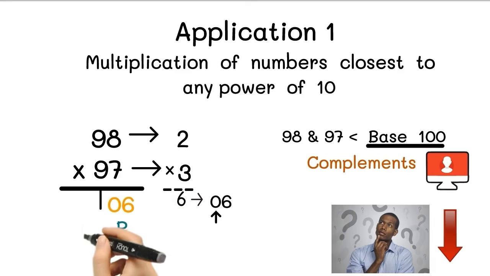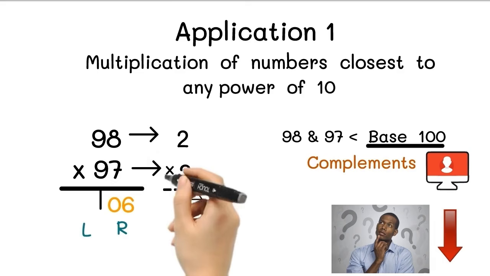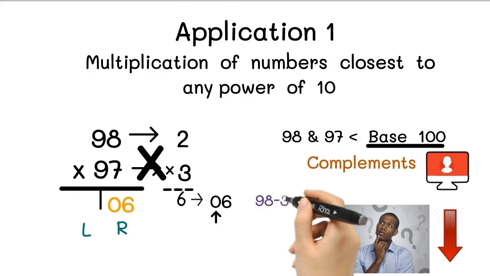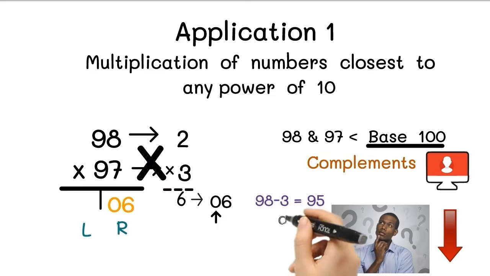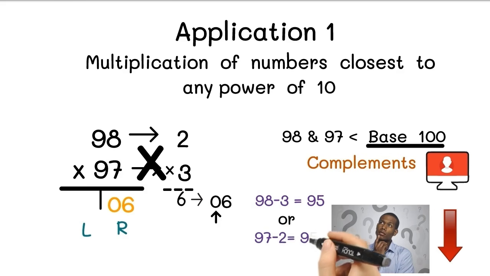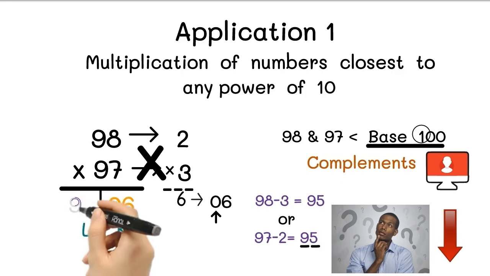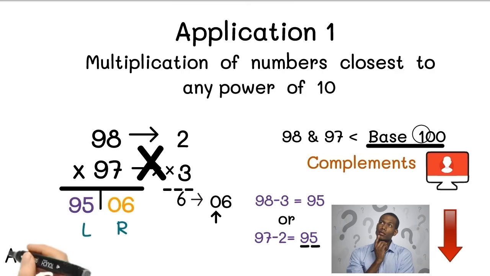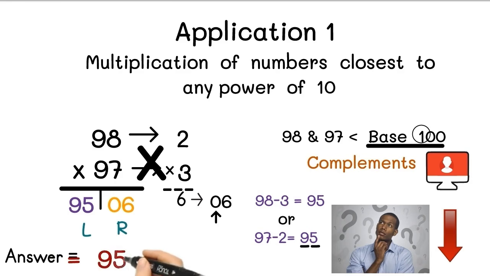Now let us find out the left part. For the left part, we need to take the cross subtraction. So we will write 98 minus 3 equals 95, or 97 minus 2 equals 95. Both answers are the same, so we will take one of them and multiply with the 100's digit of the base number, which is 1. So 95 multiplied by 1 equals 95. So this is our left part and we write it to the left of the 06. So in this way we got the answer: 98 multiplied by 97 equals 9506.